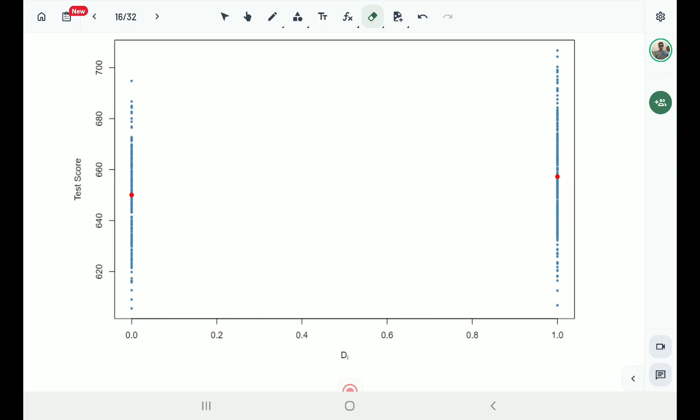But the problem is that the magnitude of errors is much larger in the small class sizes case. The magnitude is very large here, but here it is quite small. This is the problem of heteroscedasticity, when the variance, the magnitude of errors, changes with the value of x. That is the definition of the heteroscedasticity problem.